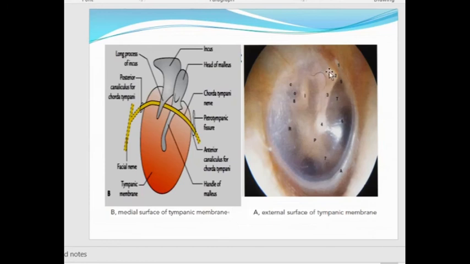Now, between the neck of malleus and the long process of incus we have the passage of the chorda tympani nerve, which is responsible for the taste sensation of the tongue. Sometimes we see it; if the tympanic membrane is thin, you may see the nerve coming like this from posterior to anterior direction.